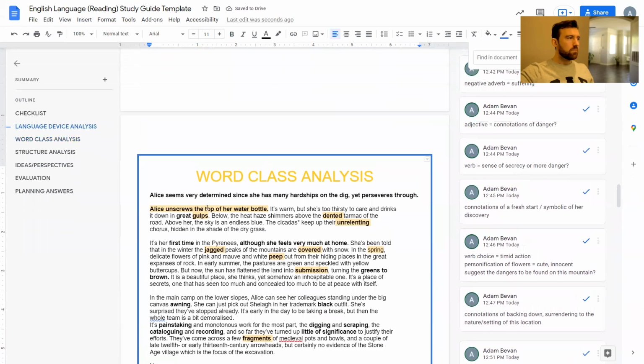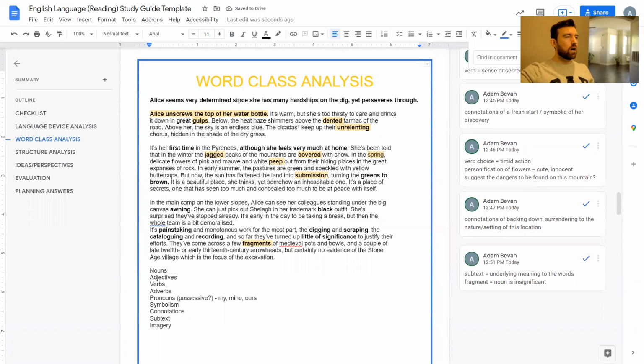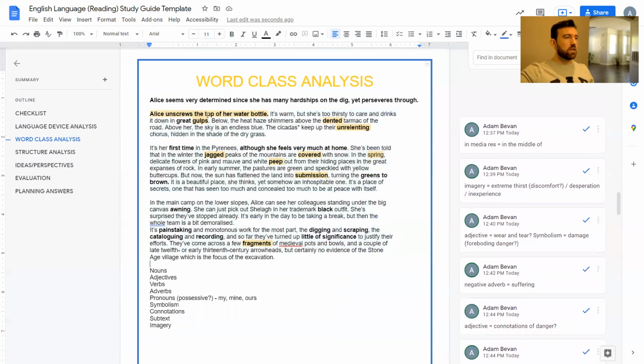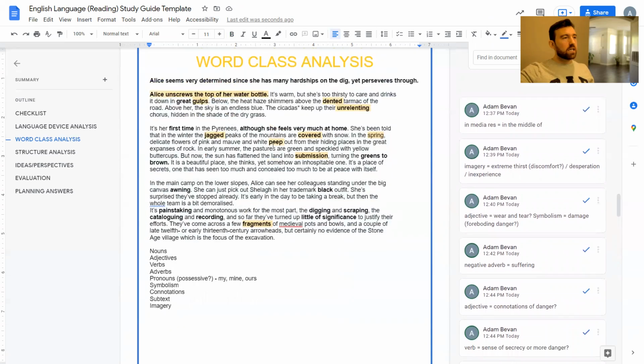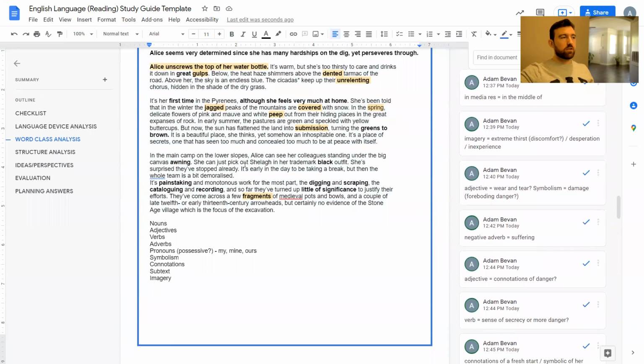So we'll talk about how Alice is described in this piece. The reason I want to choose that is because actually the piece that we've read here is much less about Alice and much more about the surroundings. So I want you to see how through symbolism, connotation, subtext, imagery, and so on, you can actually learn a lot about the character as well as about the setting.